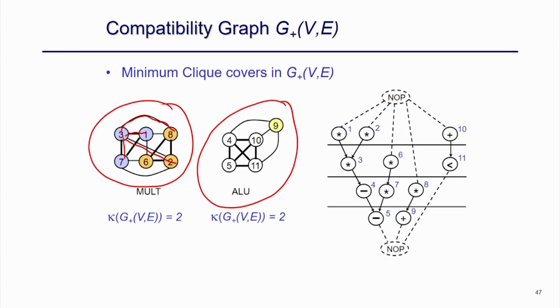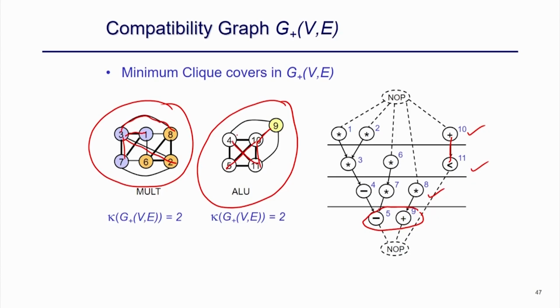Similarly, for this ALU, these are all scheduled in different time steps, right. So, only these are not compatible, 5 and 9. All others are compatible. So, this 10 is compatible to all others, right. So, from 10 you have edges to 11, to 5 and 9, and then I also have an edge to this 4, right. So, it is connected to this.